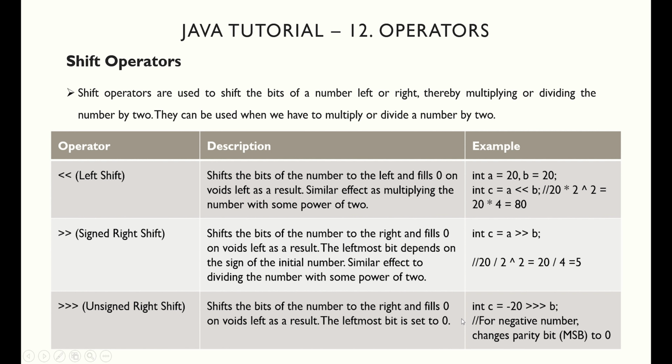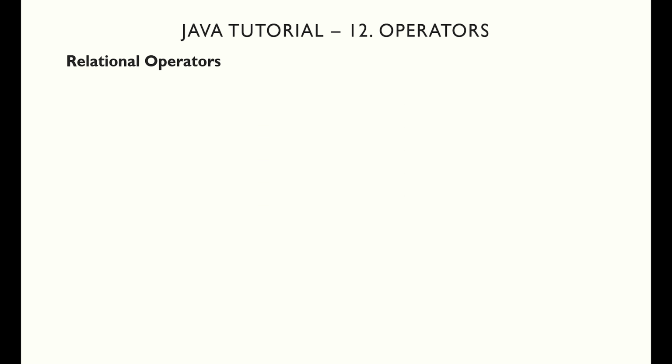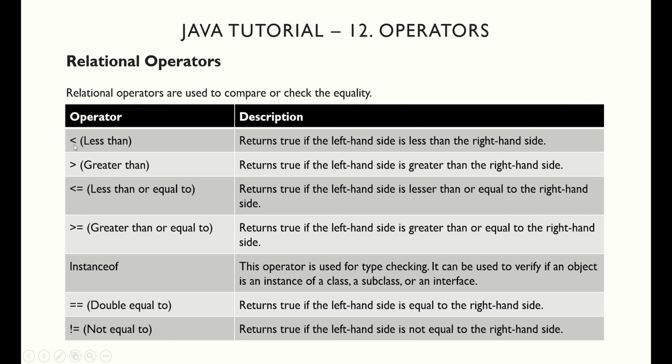Example, relational operators. Relational operators are used to compare or check the equality. They return Boolean results true or false after the comparison and are extensively used in control statements. We will look at control statements in detail in later videos. Less than operator returns true if the left hand side is less than the right hand side. Greater than operator returns true if the left hand side is greater than the right hand side.